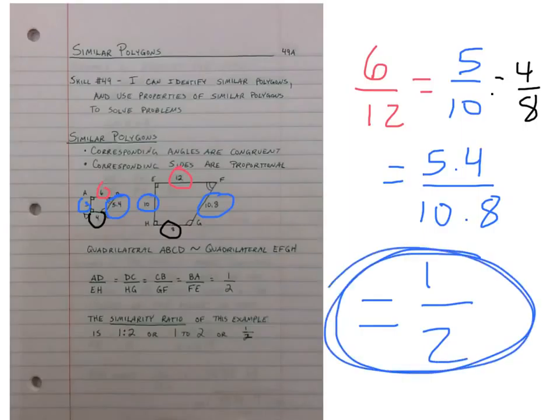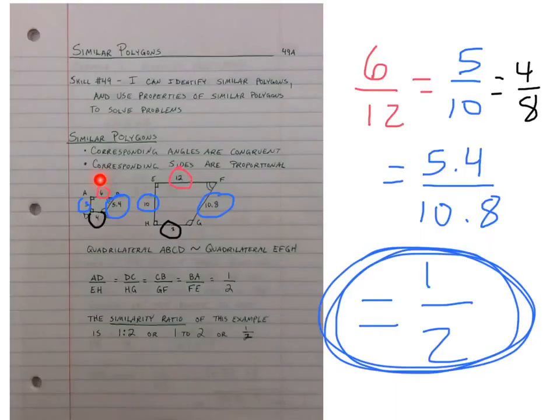So the similarity ratio is 1 to 2. And you can write that any of a number of ways, 1:2, or 1/2. Basically, what it's saying is this is twice as big as this one. So these two are corresponding.